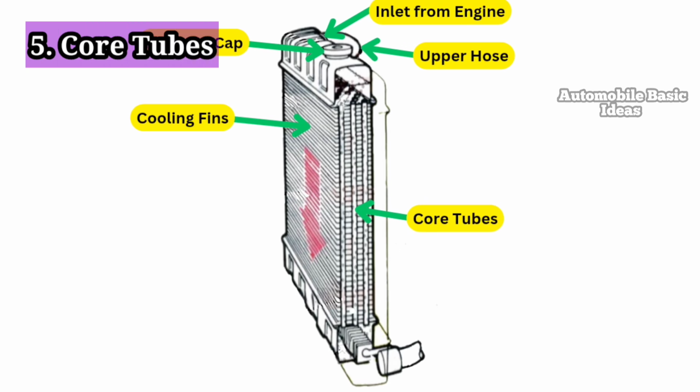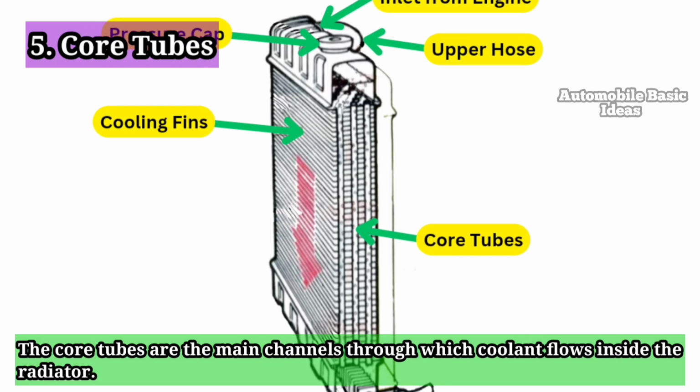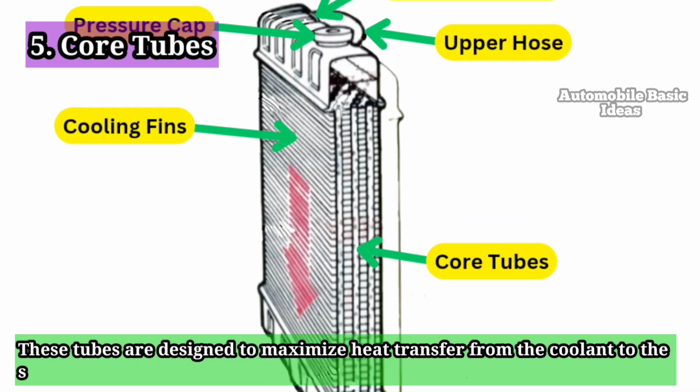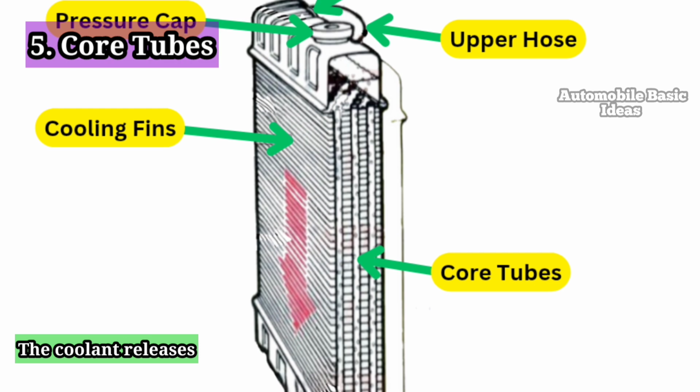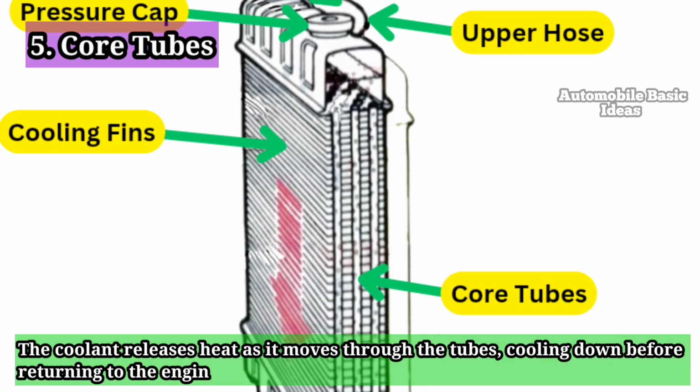5. Core tubes. The core tubes are the main channels through which coolant flows inside the radiator. These tubes are designed to maximize heat transfer from the coolant to the surrounding air. The coolant releases heat as it moves through the tubes, cooling down before returning to the engine.